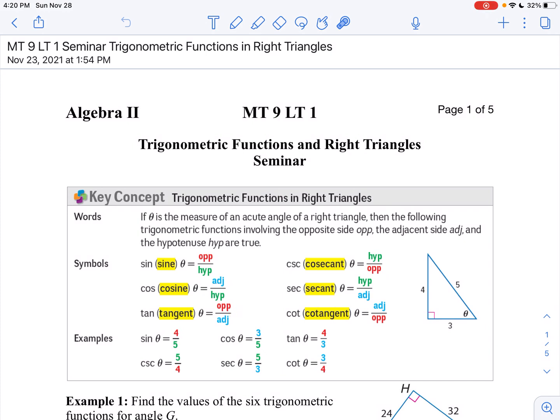Now we have the reciprocal functions, which means I'm just going to flip them upside down. The reciprocal of sine is cosecant. So instead of doing opposite over hypotenuse, I'm going to do hypotenuse over opposite. The reciprocal of cosine is secant, so that's hypotenuse over adjacent. And the reciprocal of tangent is cotangent, so that's adjacent over opposite.